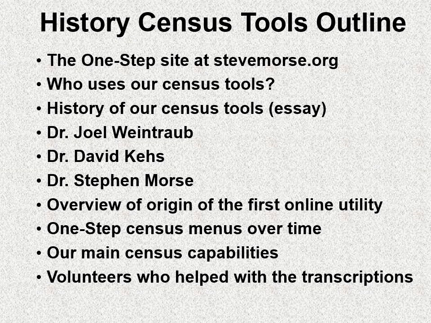Here is what I attempt to accomplish here. We'll talk briefly about the One-Step site at stevemorse.org, all the groups of people who have used our census tools, and an essay that I put together that documents that historical process. We'll talk about the three people who were mainly involved in setting it up, and I am Joel Weintraub. We'll look at an overview of how we all got together and how that initial utility was created.